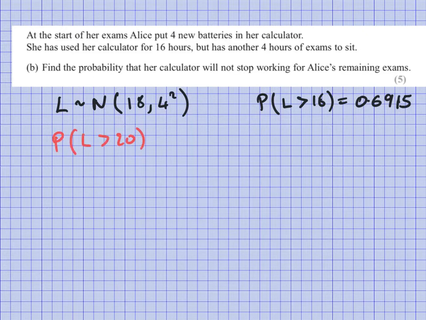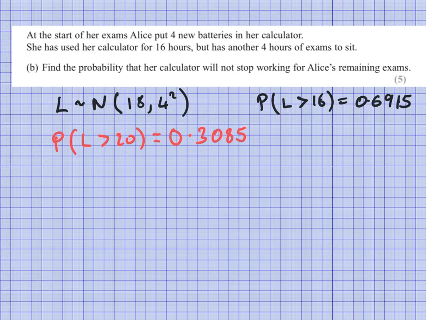Okay, and this is again totally standard. We just go ahead and put the numbers into the calculator. The probability that it's greater than 20 is 0.3085. Okay, so we know now that we've got a chance that they last for longer than 20 hours. Now, that's not the whole thing, because the question says she's already used her calculator for this time.